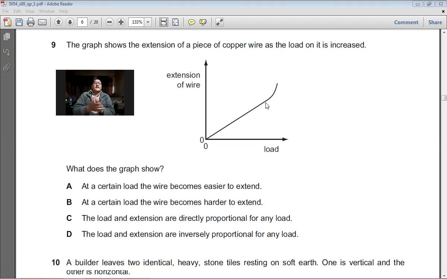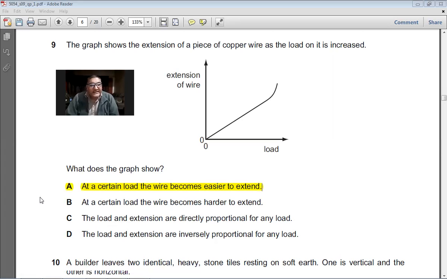So after this point, the extension has become very easy. If you increase the load a little, the extension will be larger. So what does the graph show? At a certain load, the wire becomes easier to extend. Yes, that's true. At a certain load, the wire becomes harder to extend. No.